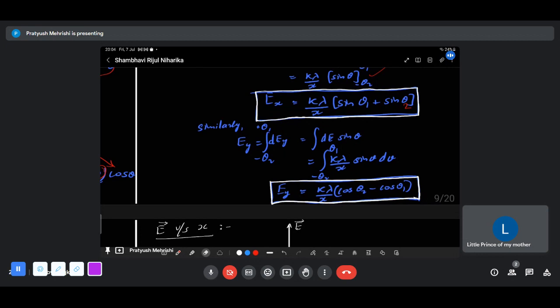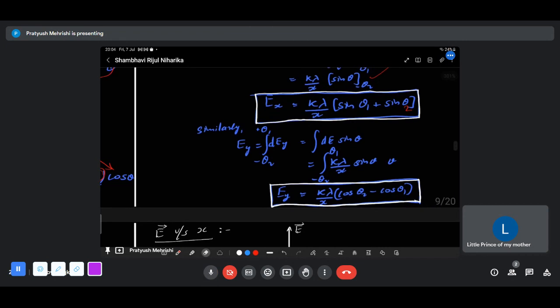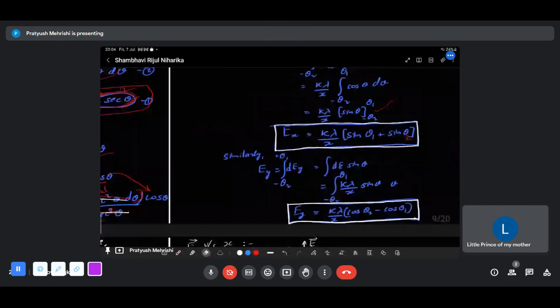Whatever field is there in the y direction, you need to integrate. Got it? Similarly, just like the previous one. You will get the field. Take it down now.